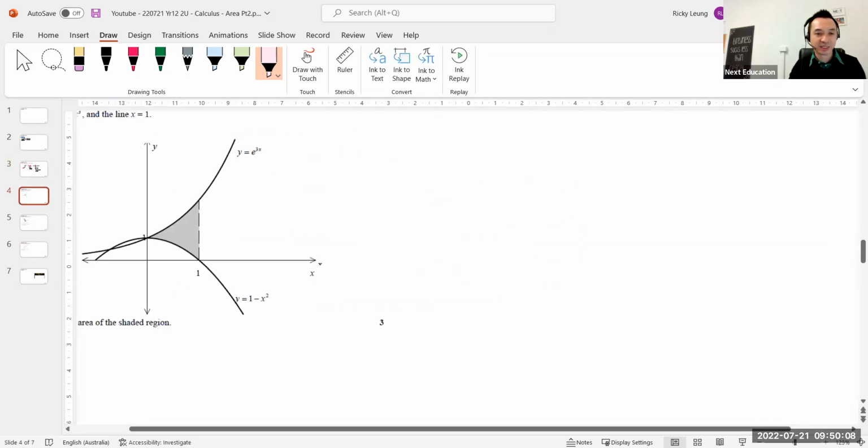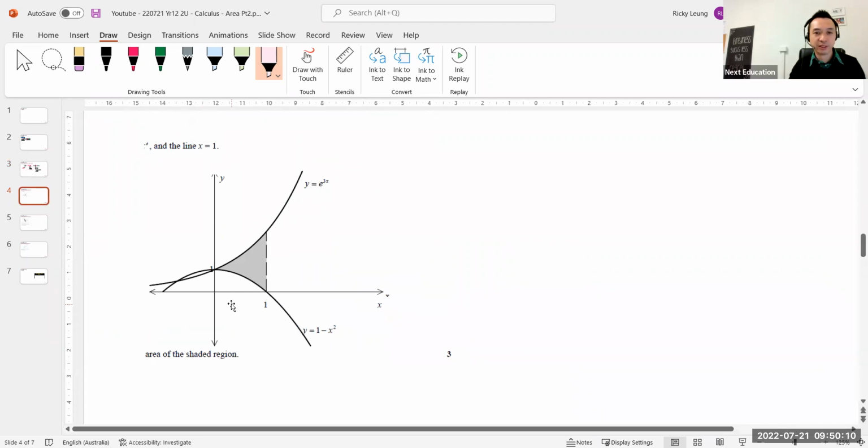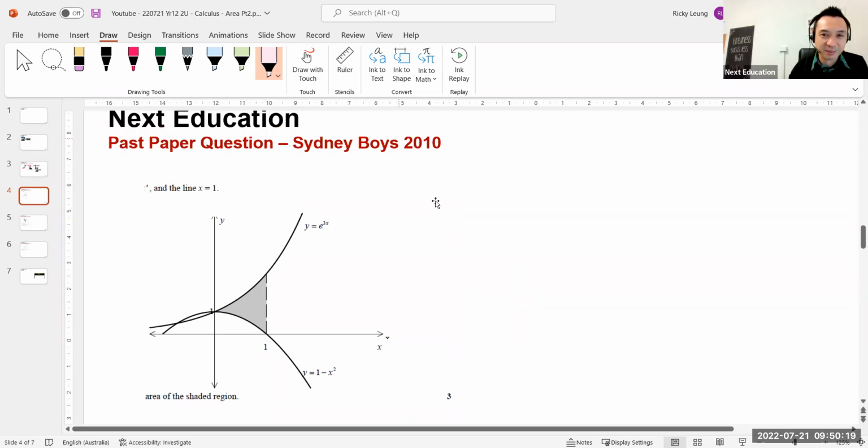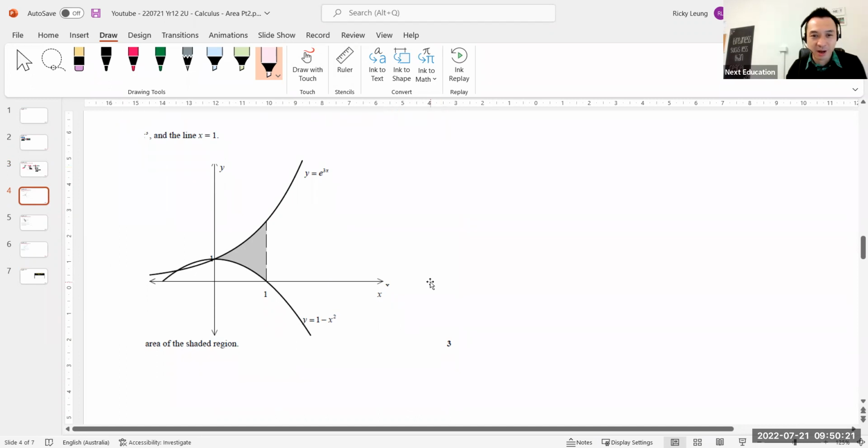So this one here, the limits are given. I can see it from 0 to 1. Obviously, then the difficulty now. What school is this from? Part of the question is smudged out. Sydney Boys 2010. It looks like it's 3 marks in their paper. So I reckon the marks are due to the fact that when you sub in the limits, it's a bit hard because it's exponential, right? So let's have a look.